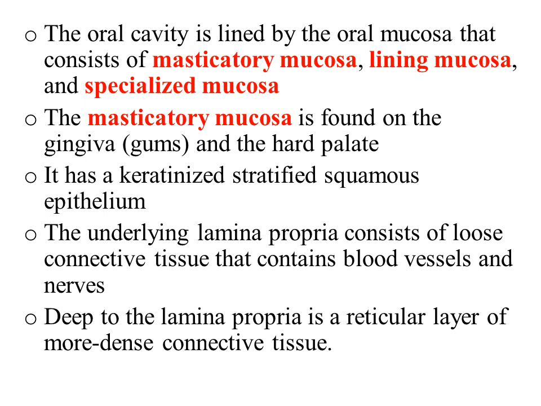Because this surface of mucosa is exposed to the friction with food, it has underlying lamina propria, which consists of loose connective tissue, containing blood vessels and nerves. Deep to lamina propria is the reticular layer of dense connective tissue.